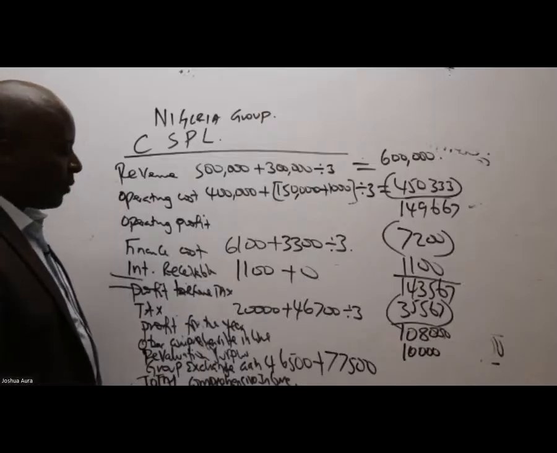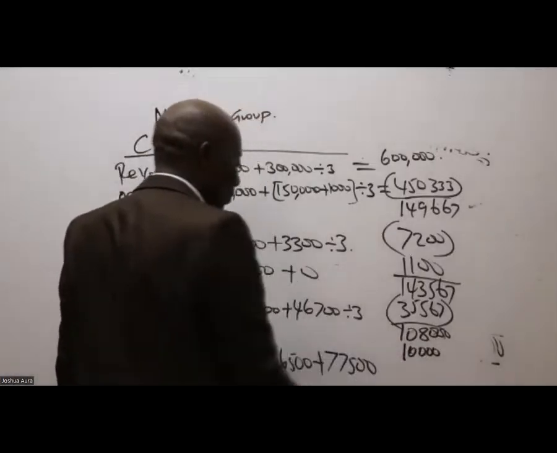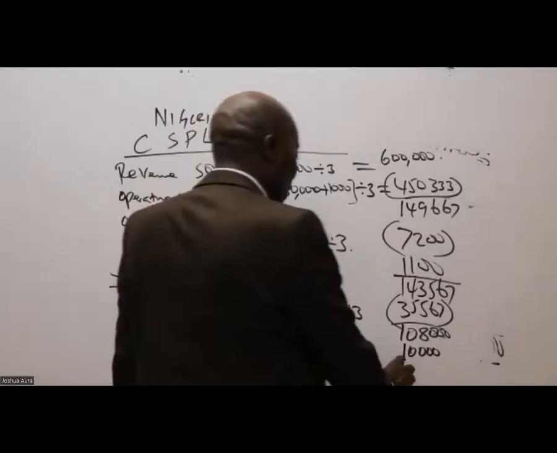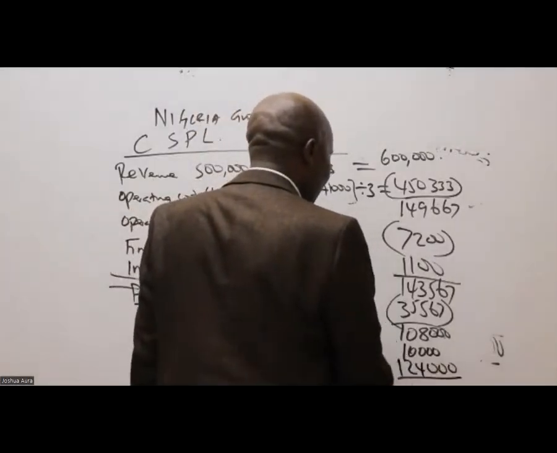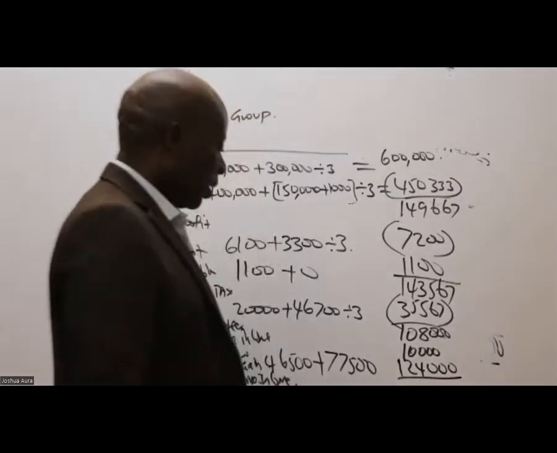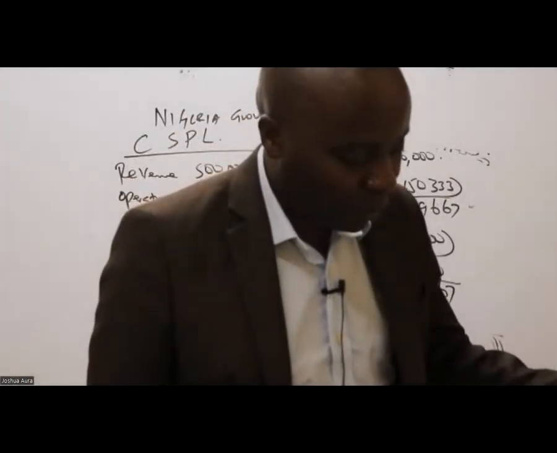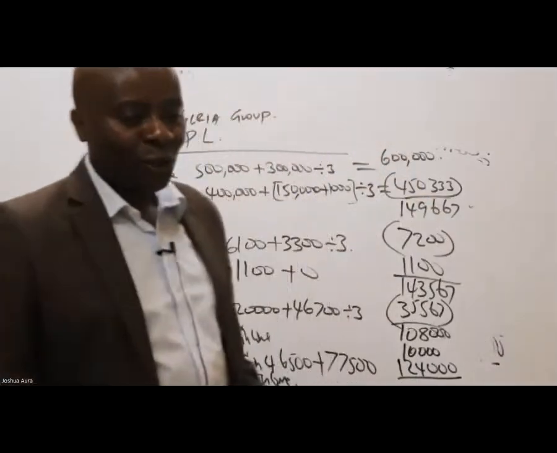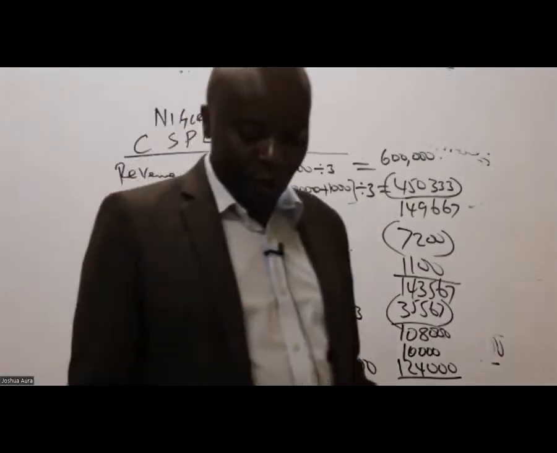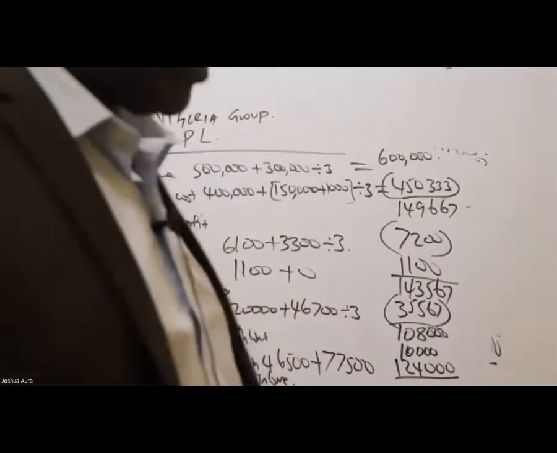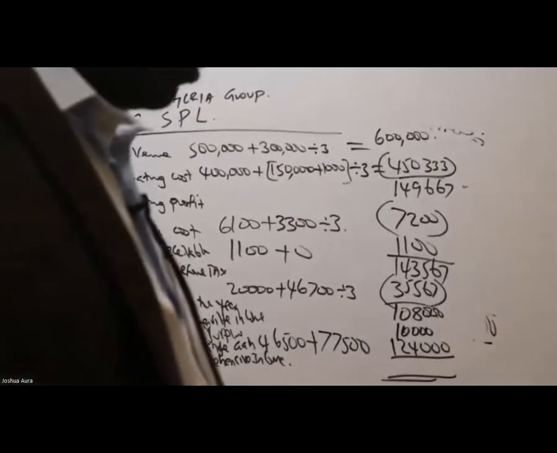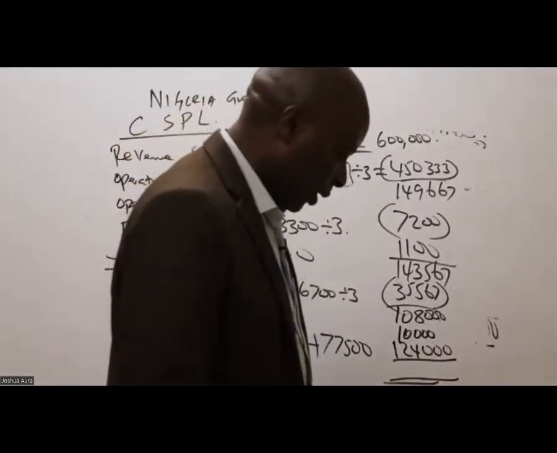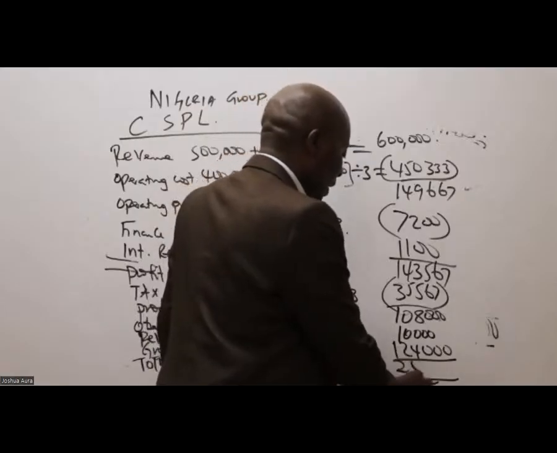So 46,500 plus 77,500, how much do we have here, somebody? 124,000. So please add there to give us the total comprehensive income. Total comprehensive income, when you add, how much does it come to? 242,000. That is the end of the thing.